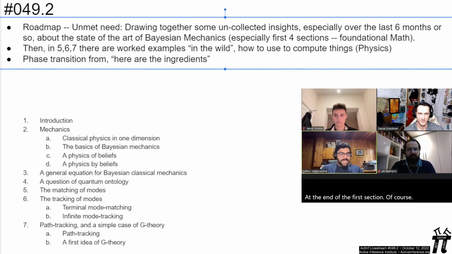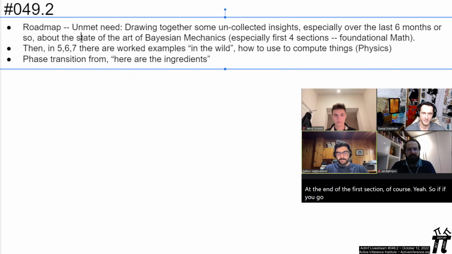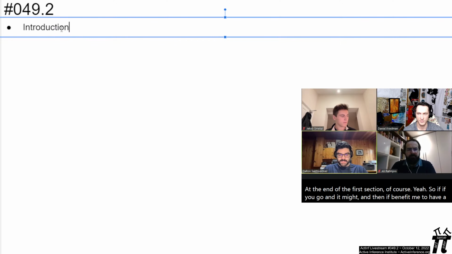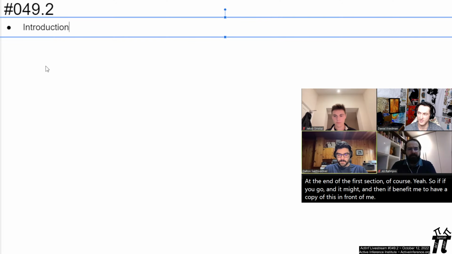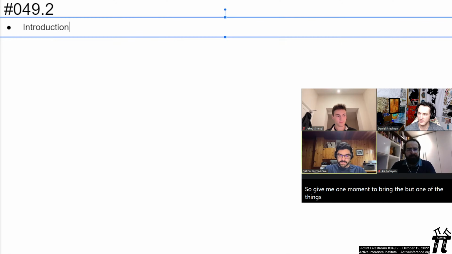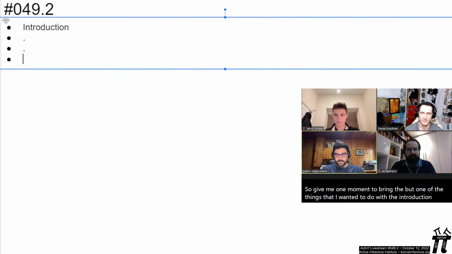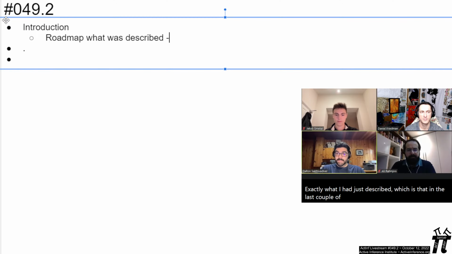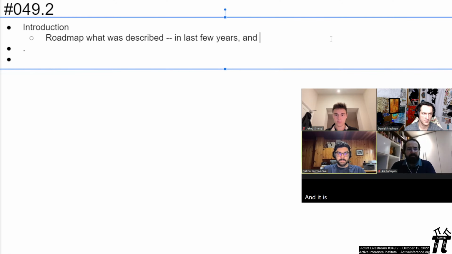Of course. Yeah, so it might benefit me to have a copy of this in front of me as well, so give me one moment to bring that up. But one of the things that I wanted to do with the introduction was really roadmap exactly what I had just described, which is that in the last couple of years, and especially the last 6 months, there's been a lot written about this thing called Bayesian mechanics. And it is a bit of a different take on what has traditionally been written as the free energy principle.